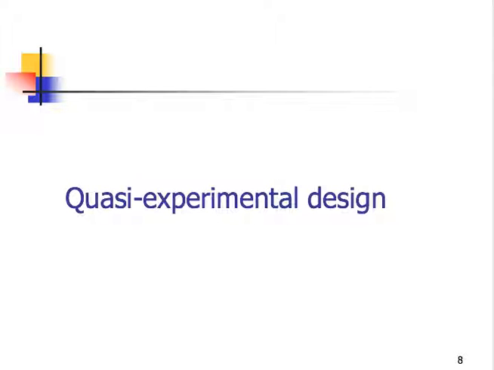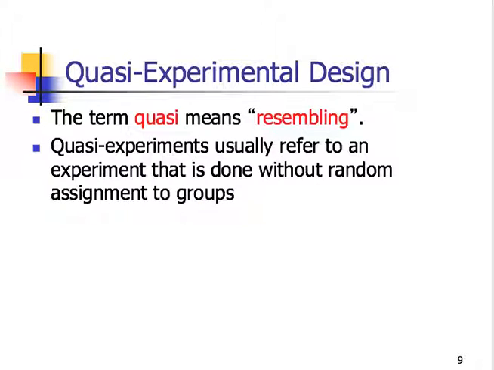Today we'll discuss quasi-experimental design. The term quasi means resembling, so they resemble experimental design in some ways, but they're different. They usually refer to an experiment that is done without random assignment to groups. That's one of the major differences.